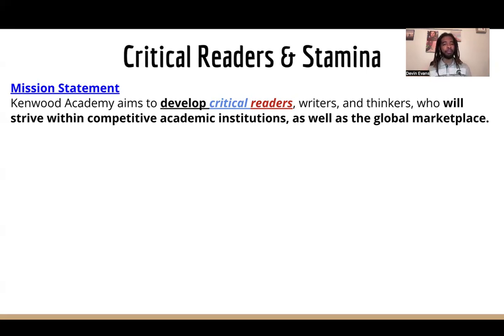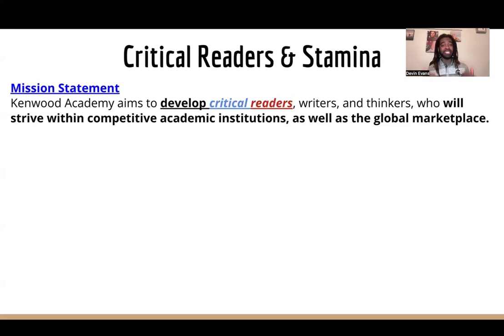Here is what happens once a student at Kenwood is developed into these areas: you will thrive within competitive academic institutions. That's going to college. Not any school, but competitive ones. You understand? Because we all know that every school isn't the same, like high schools. Some schools are not as rigorous as others, and when you go into a college, you want to be challenged.